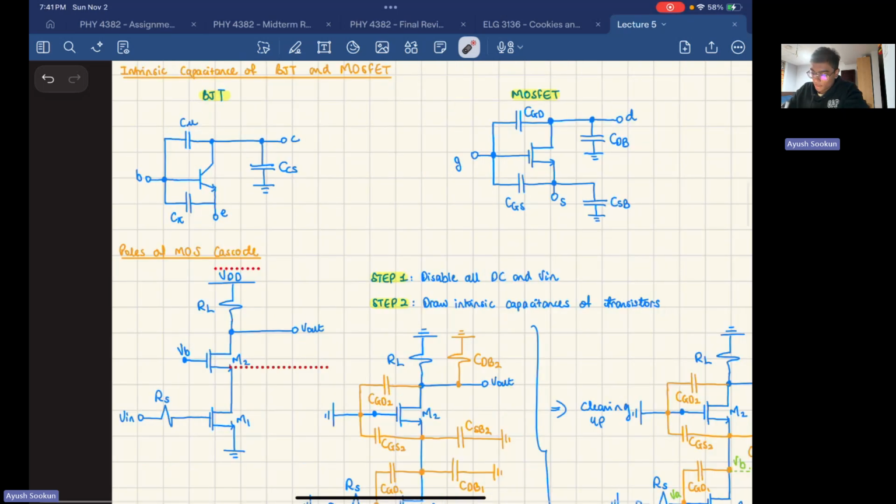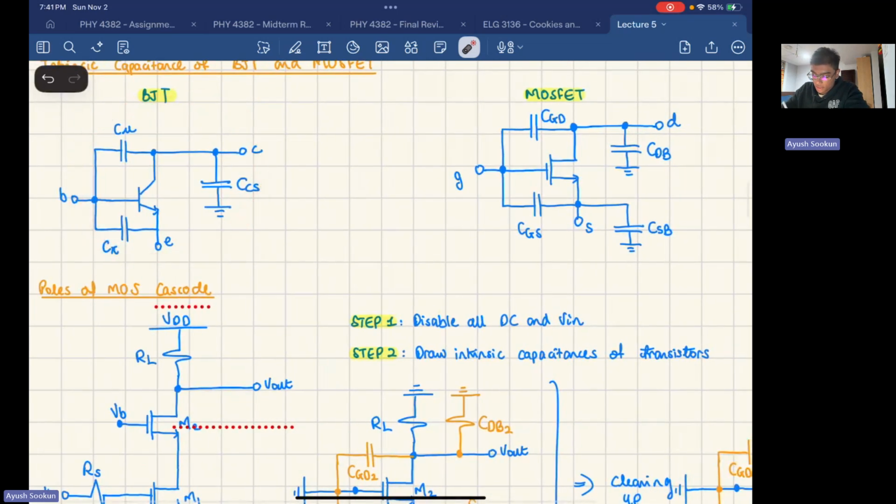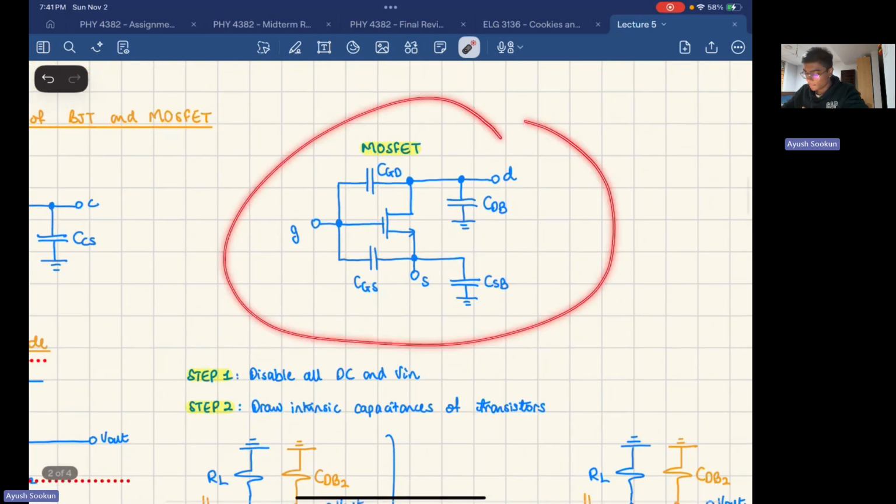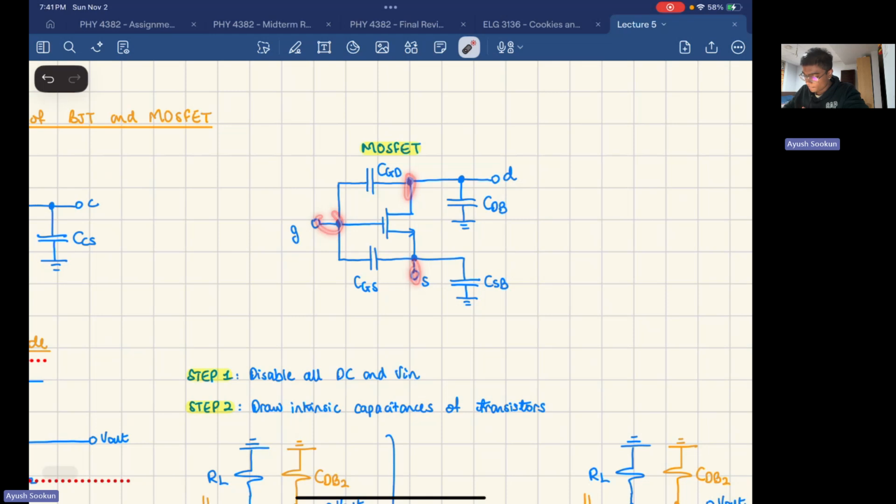So to do that, you're going to look at this circuit. You have your BJT, your base, your emitter, and your collector, and you have the capacitor C mu between the base and the collector, C pi, and CCS. These are values that will be given to you in an exam or in an assignment for you to plug in when you're solving your problems. And when you're looking at a MOSFET here, you have the gate, source, drain. But if you look at this very carefully, you have CGD, which is between the gate and the drain, CGS between the gate and the source, and CDB between the drain and the body.